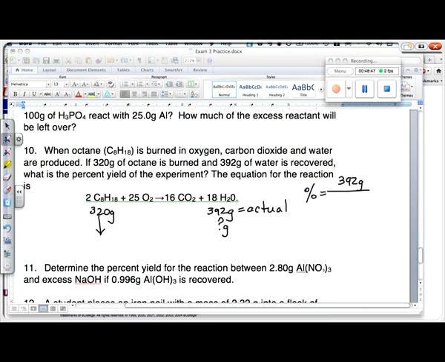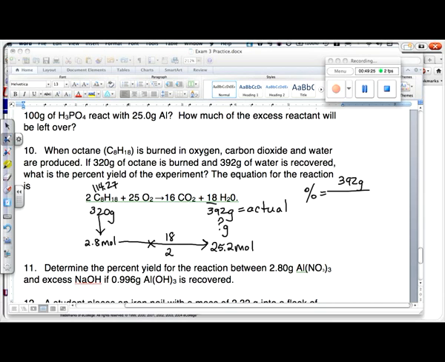And I get a molar mass of 114.27 for the octane. So 320 divided by that to get moles: 2.8 moles. Okay. Moving to my question, times big coefficients here, 18 over 2, so that's like multiplying times 9. And I get 25.2 moles.